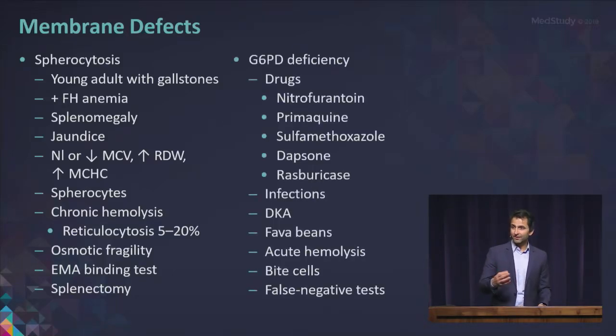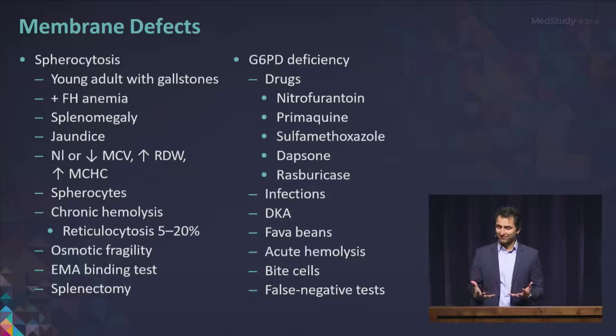While we're on the red cell membrane problems, let's also say a word or two about G6PD deficiency. So whereas spherocytosis is a problem with a membrane, G6PD is a problem with an enzyme, and they're missing an enzyme, and it renders these red cells more susceptible to oxidative stress, right? So they develop attacks of hemolysis, and it can be in response to certain drugs or medications, as listed here, certain infections, DKA, certain dietary ingredients, including fava beans.